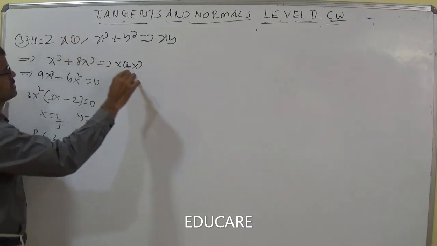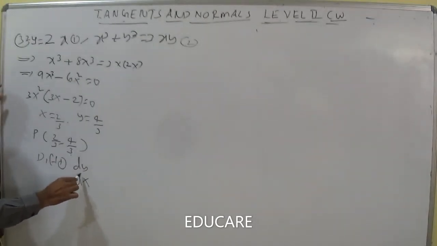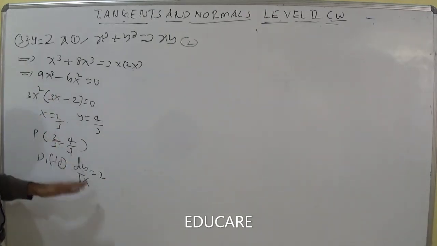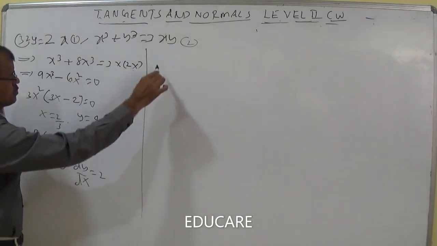Now differentiating 1 and 2 both sides. Differentiating 1 on both sides, dy by dx is equal to 2. It is like a constant function, so there is no need to substitute the values. Next, differentiating 2.